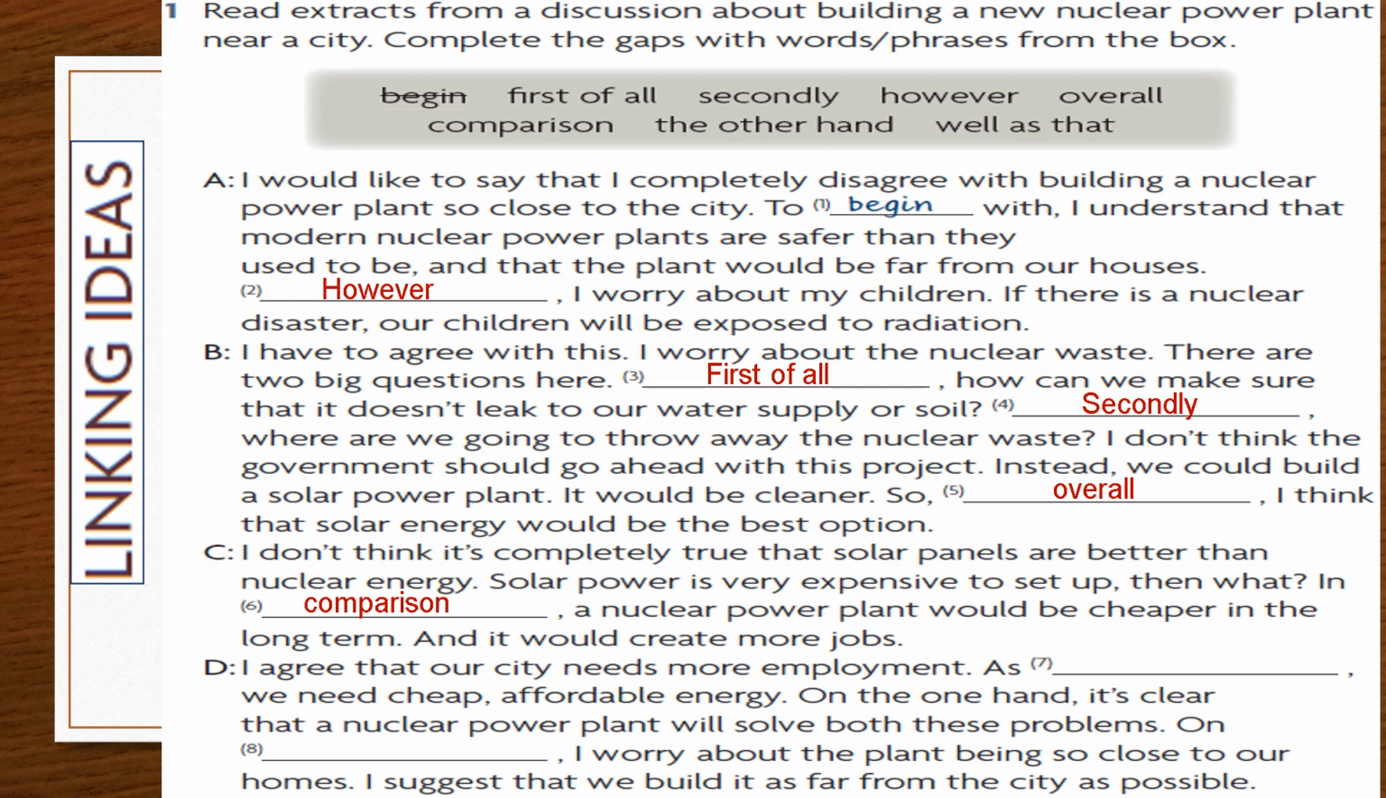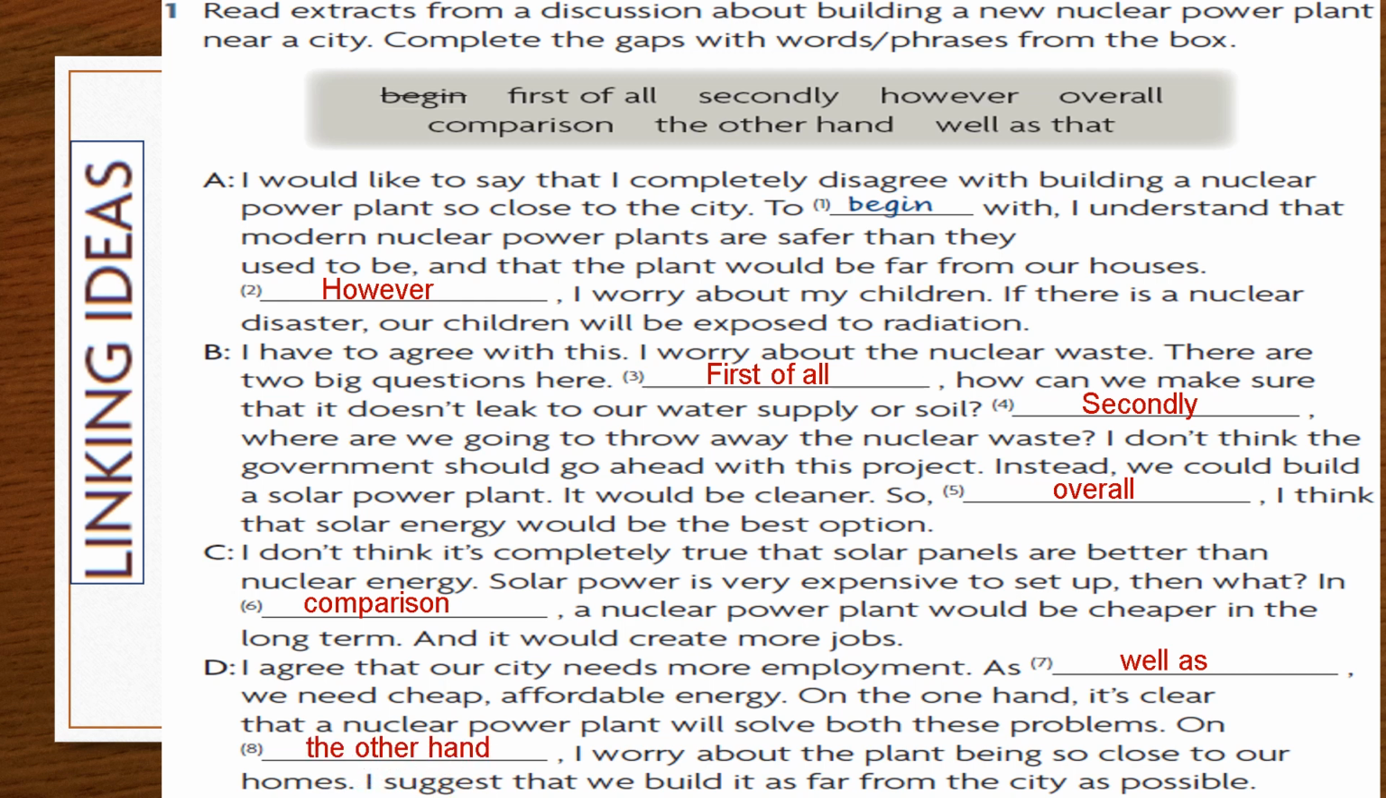D. I agree that our city needs more employment, and we need cheap, affordable energy. So besides more employment, we need cheap and affordable energy. On one hand, it's clear that a nuclear power plant will solve both these problems. That's on one hand. What about the other hand?